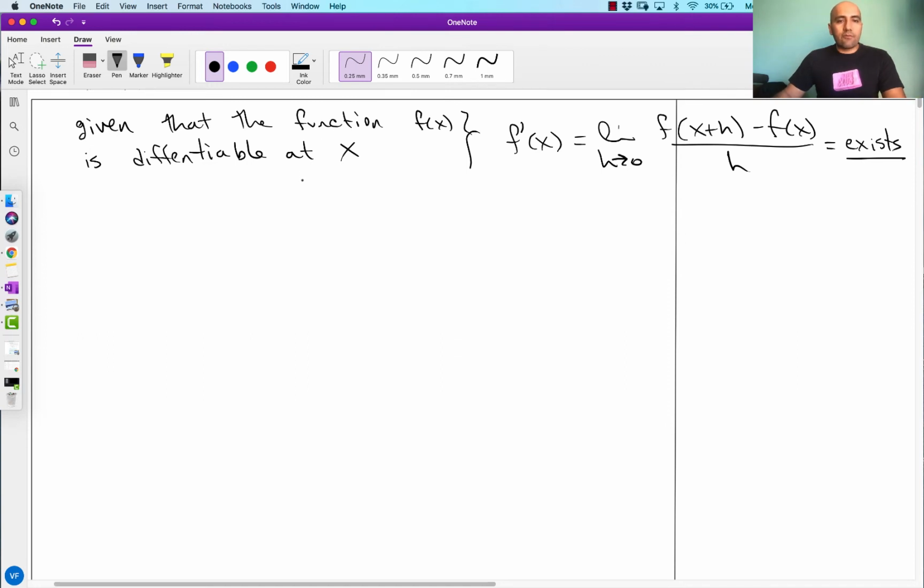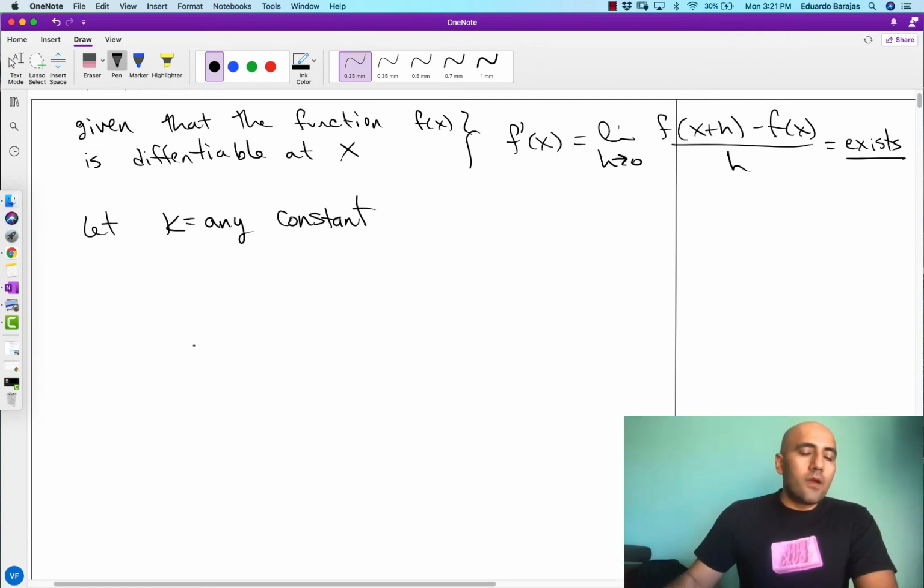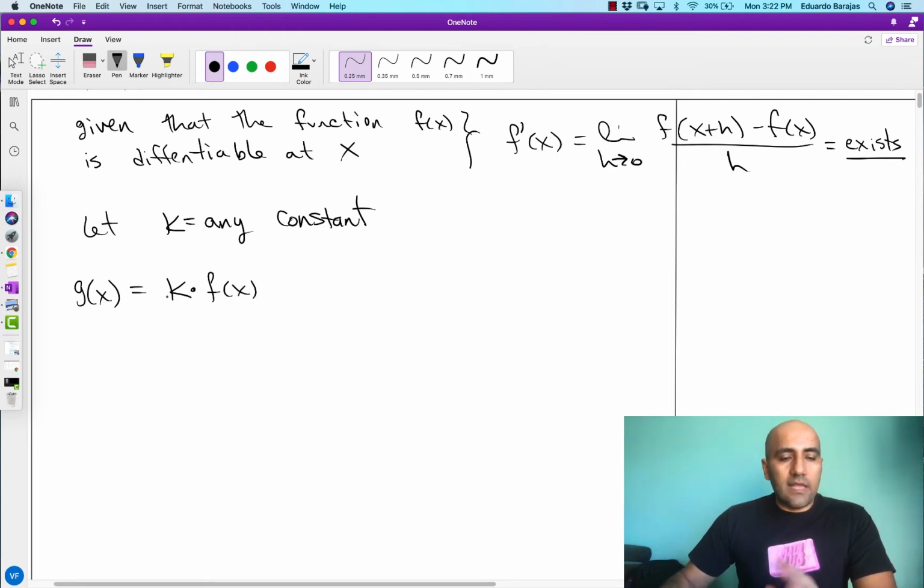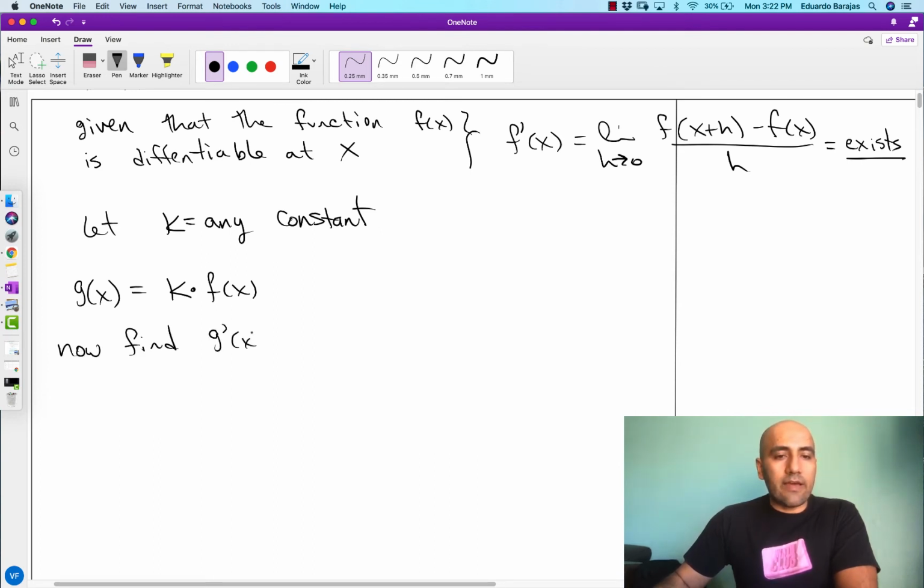There's a function and it's differentiable. It means that this is true. Okay. Also, let k equal any constant. Any constant at all. Okay, so now what we want to do is think about a new function, g of x. Let's let g of x be equal to k times f of x. A constant, any constant like 7 or 13 or pi, any constant times our function, which we know to be differentiable. What we want to do is use our definition of derivatives to find g prime of x. So now, find g prime of x.